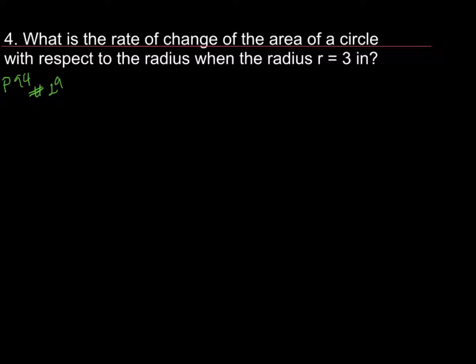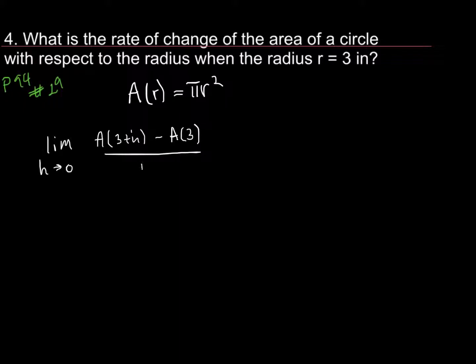So what we need to do here is keep in mind that the area of a circle depends on the radius and is equal to pi r squared. So if you want to find the instantaneous rate of change when r is 3, what you're really finding is the limit as h approaches 0. And the radius is 3 here, so what you're looking at is a of 3 plus h minus a of 3, over h. And now you can plug this in and just work from there, right? 3 plus h in here, 3 in here, and find your limit.